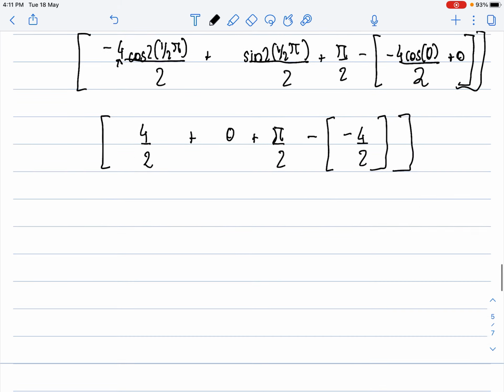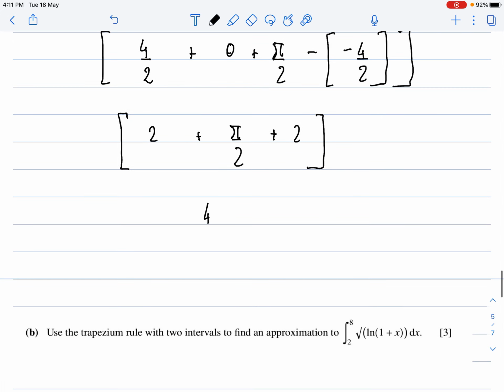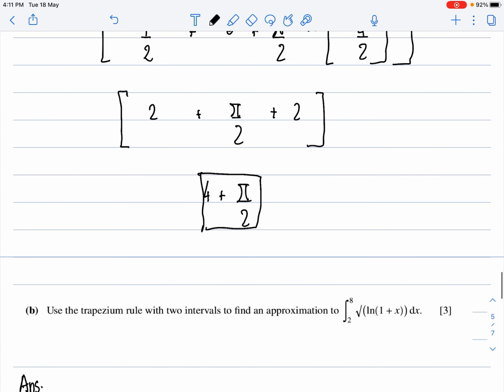Got it? So now 4 by 2 I know is simply 2, plus pi by 2, plus I know 4 by 2 is simply 2. So I can write this as 4 plus pi by 2, which is the final answer of my question. I have given the exact value, which is 4 plus pi by 2.